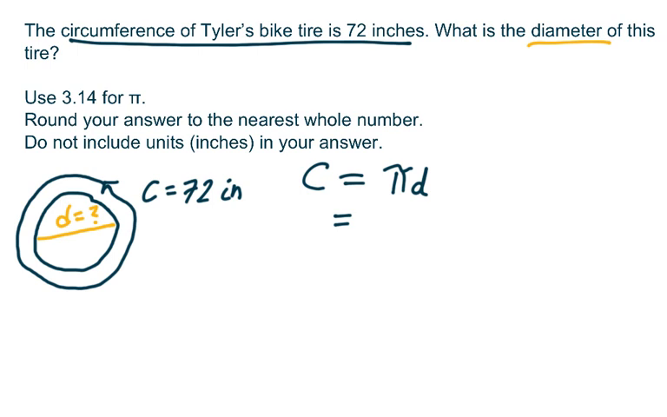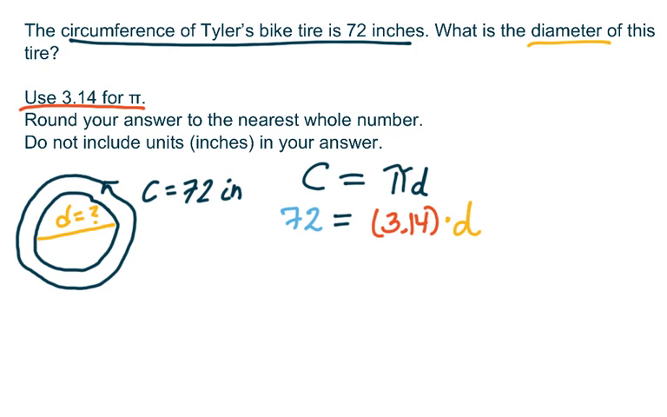The circumference is 72 inches, so that goes here. I'm substituting that for the circumference, for C. And it does tell me in here to please use 3.14 for pi, so I'll substitute that here, 3.14, and then I'm multiplying that by the diameter d.